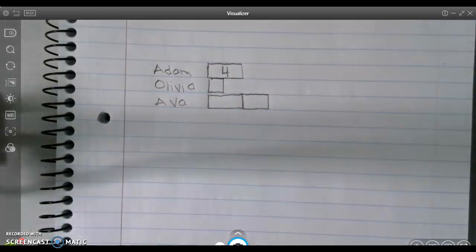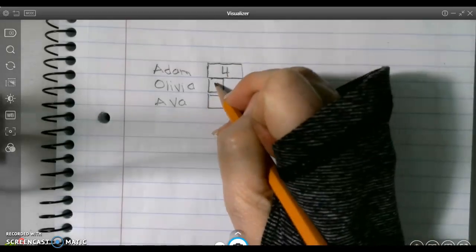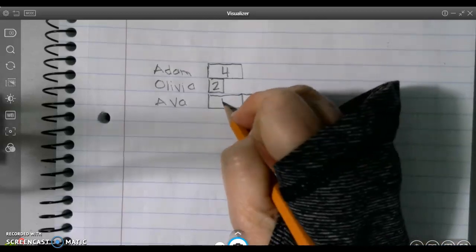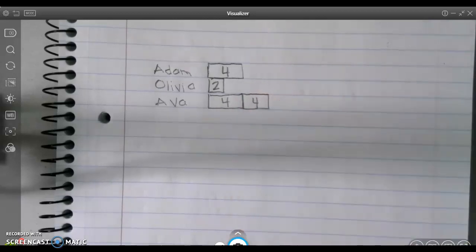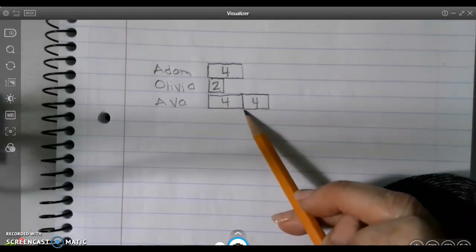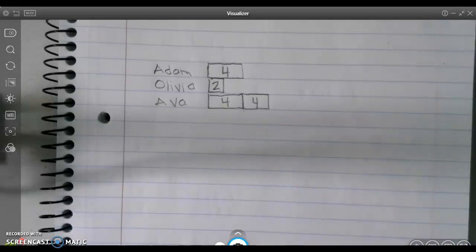Well, if we know Adam is 4, what's half of 4? That would be Olivia. And Ava was twice 4. What was the age of each sibling? So Adam was 4, Olivia was 2, and Ava was 8. Very good.